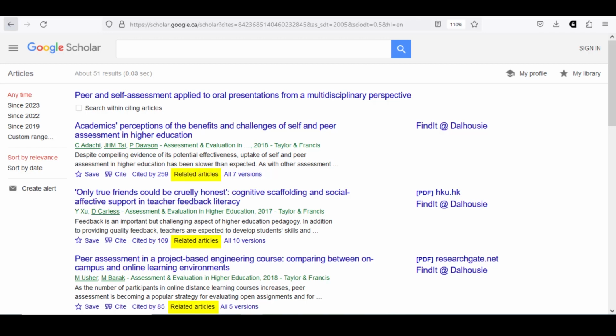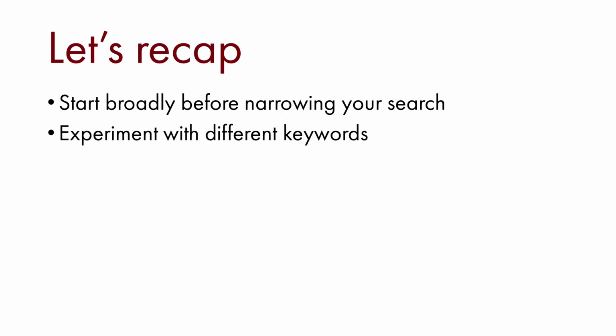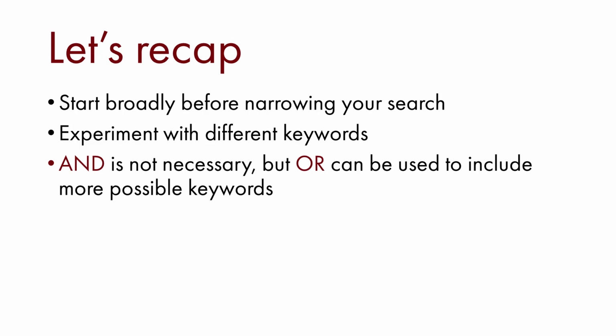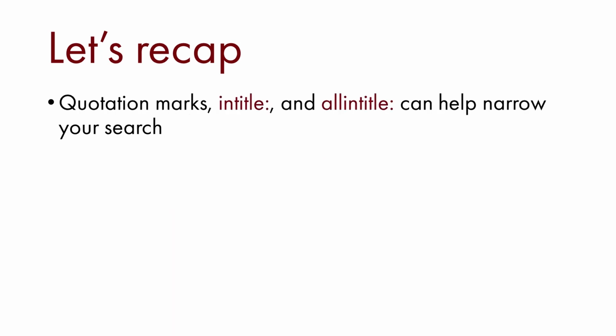I'll also point out the related articles link, which gives suggestions for other articles that Google Scholar's algorithm has deemed to be related. Let's recap what we've learned. Start broadly in Google Scholar before you narrow your search. Experiment with different keywords. And is not necessary in Google Scholar, but or can be used to include more possible keywords. When you're using or as part of a search, use brackets around the terms. Tricks like quotation marks, in title, and all in title can help you narrow down your search.